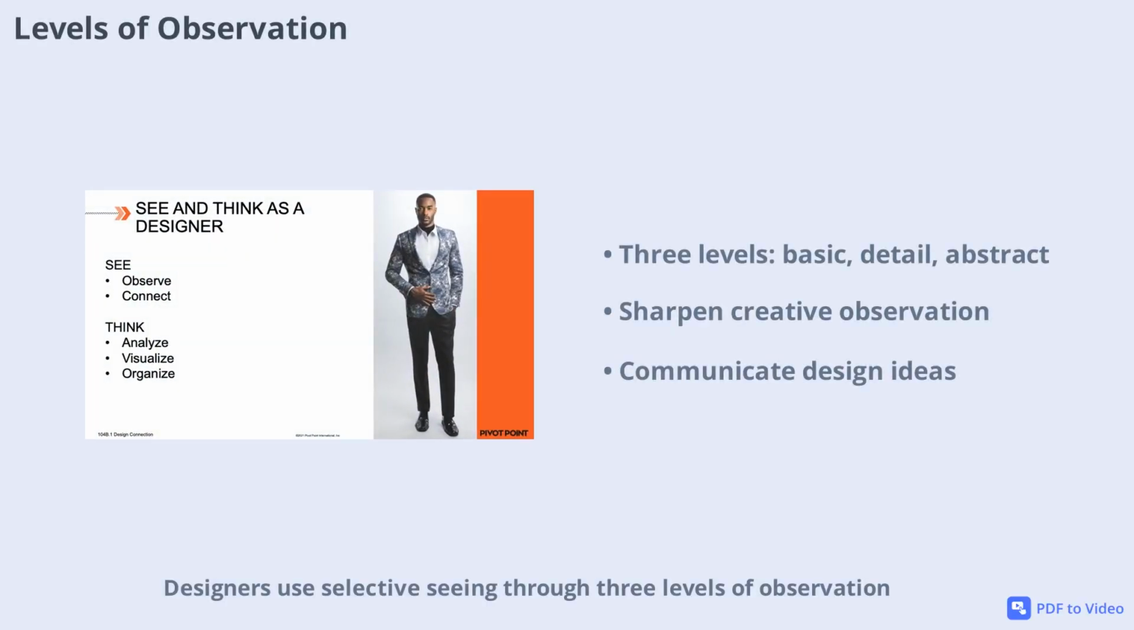Designers use selective seeing through 3 levels of observation: basic, detail, and abstract. This system helps you study, categorize, and communicate what you see. At the basic level, you focus on the overall shape or silhouette. At the detail level, you notice textures and colors. At the abstract level, you go beyond the obvious to visualize patterns and proportions. This layered approach deepens your understanding and sharpens your creative eye.